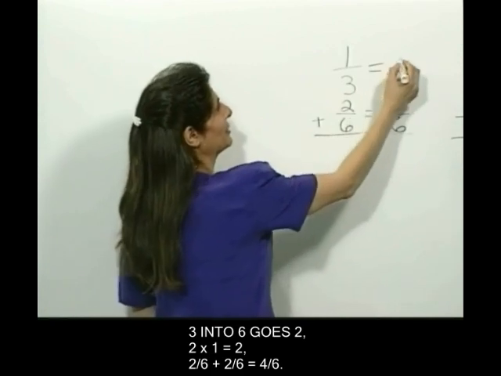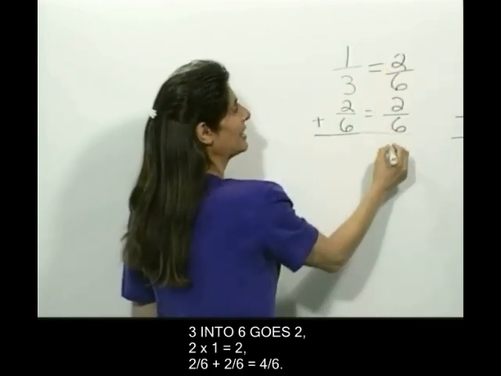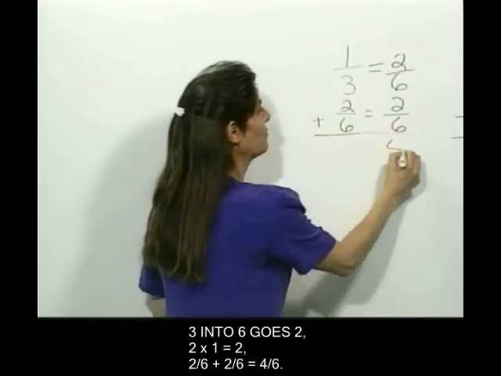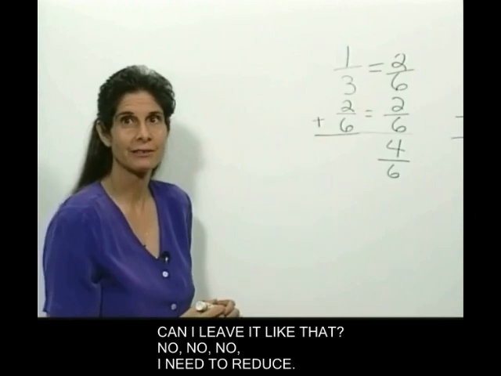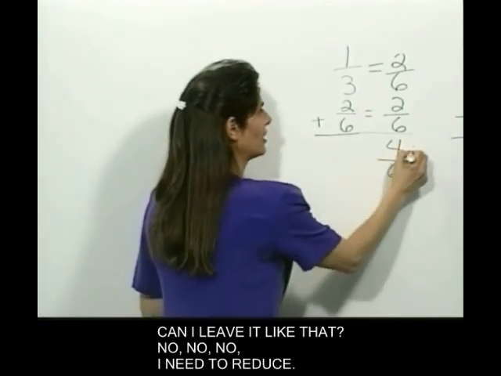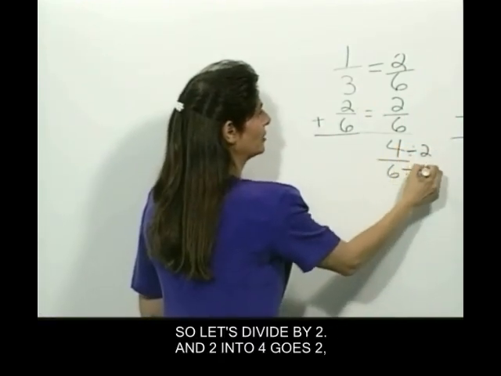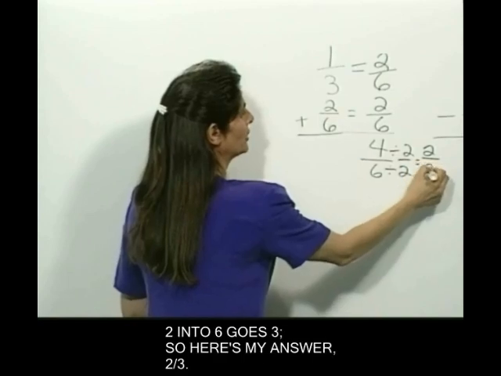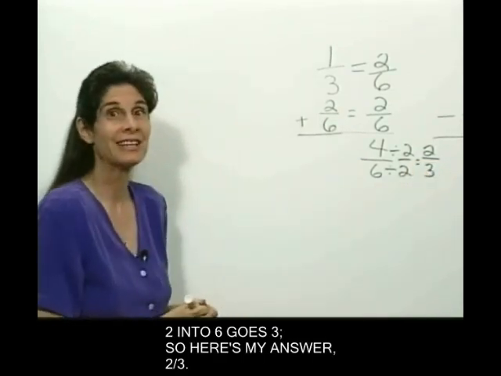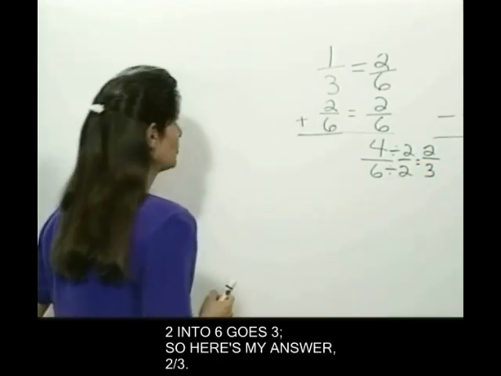3 into 6 goes 2. 2 times 1 is 2. 2 and 2 is 4, over 6. Can I leave it like that? No, no, no, I need to reduce. So let's divide by 2. 2 into 4 goes 2. 2 into 6 goes 3. So here's my answer, 2/3.